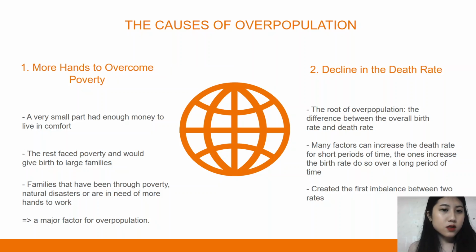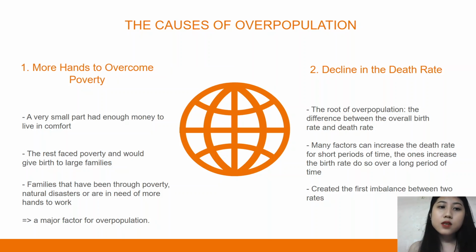The first cause is more hands to overcome poverty. However, when we talk about overpopulation, we should understand that there is a physiological component as well. For thousands of years, a very small part of the population had enough money to live in comfort. The rest faced poverty and would give birth to large families to make up for the high infant mortality rate.